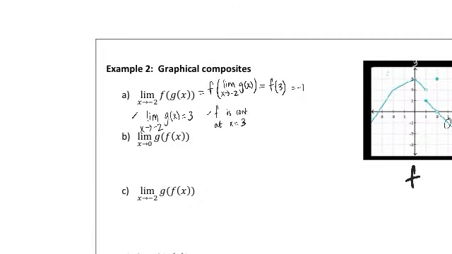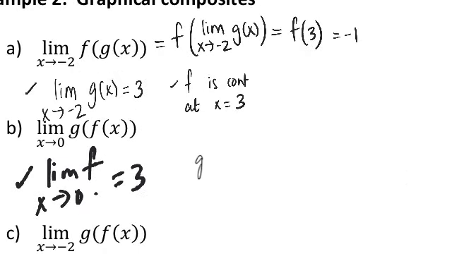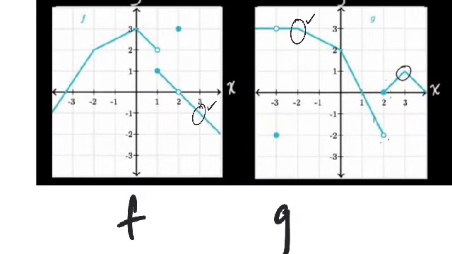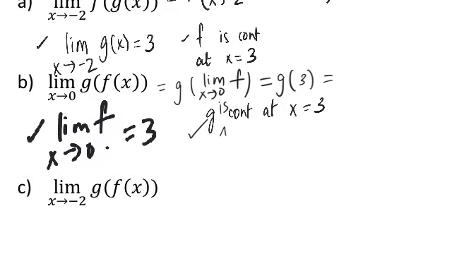Okay, the next one is the limit of G of F at 0. So first checking the limit of F as x goes to 0. That looks like 3. So that exists. And then the question is, is G continuous at x is equal to 3? Let's take a look at G. Yep, that's continuous, and I can see the answer is going to come out to be 1. So G is continuous. And this is going to become G of the limit of F as x approaches 0, which is G of 3, which is equal to 1. Okay.